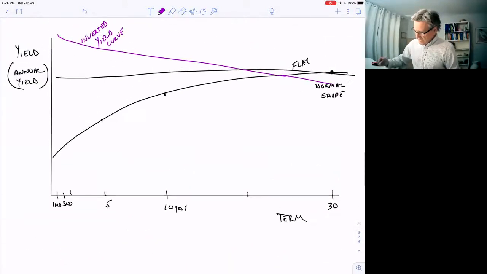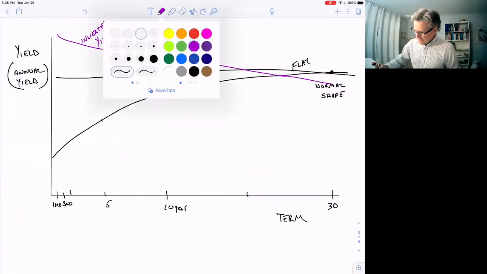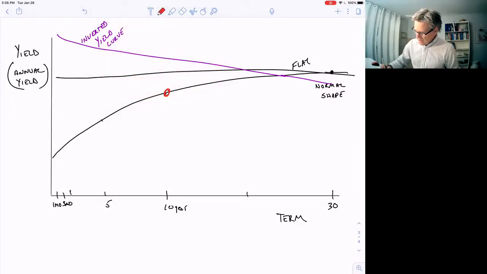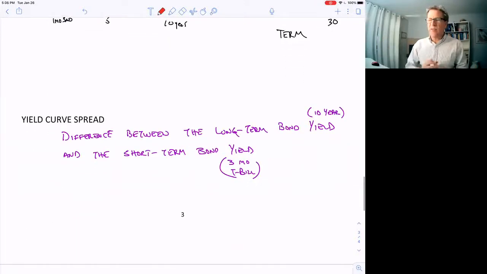So we're just looking at here, the 10-year yield minus the 3-year yield. If that's positive, then it means it's a normal shaped yield curve. If it's inverted, then that number will be negative. So the signal is, what is the yield curve spread?